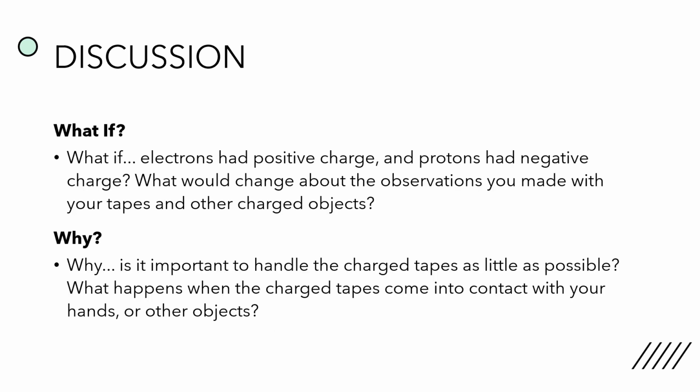To answer the what if question, if the signs of electrons and protons were flipped, nothing would really change about the observations, because signs are kind of theoretical. And to answer the why question, it's important to handle the charge tapes as little as possible, because if the charge tapes come into contact with things such as my hands or other objects, the tape would lose their charge.